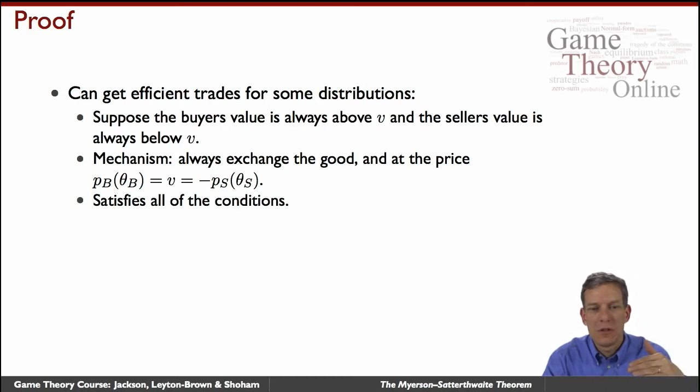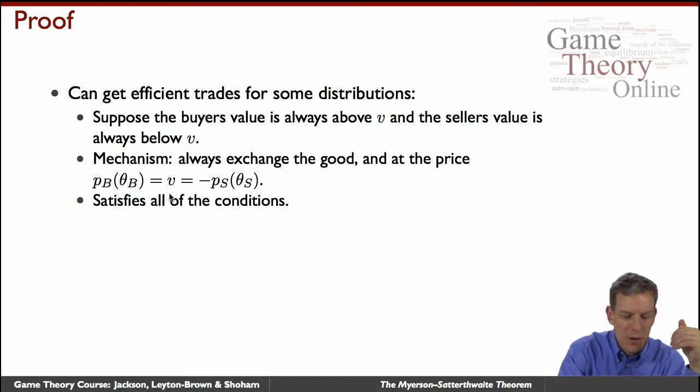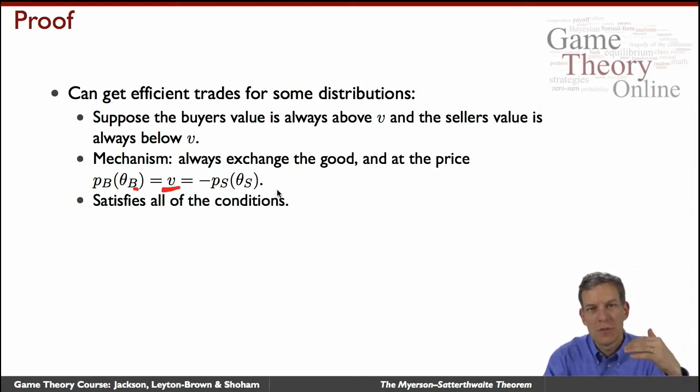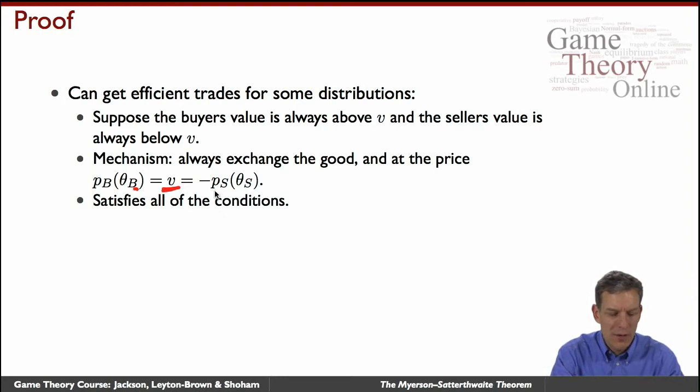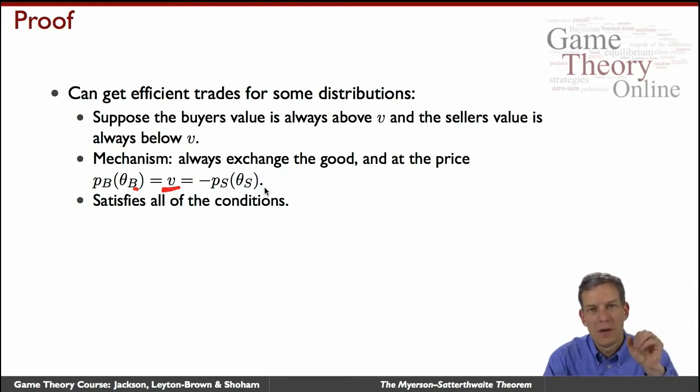Well, in that world, there's a simple mechanism. Always exchange the good and always exchange it at a price of V. So the buyer pays V, the seller gets V. That's going to be strategy proof. It's going to be individually rational. It's going to satisfy budget balance. The payments add up to zero. So that's a setting where we get all the conditions we want.